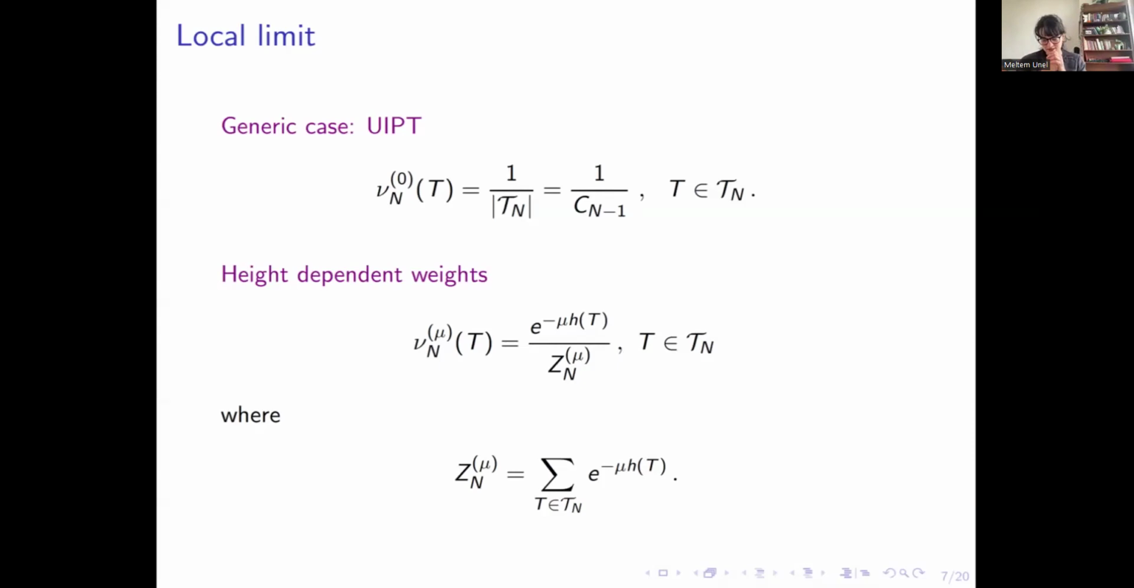So mu is not a temperature. It's a coupling constant. If you want to interpret it as the inverse temperature, you can call it that, but it has nothing to do with the temperature a priori. Okay. Thank you.